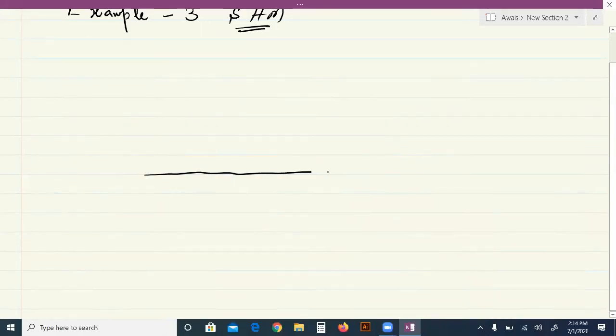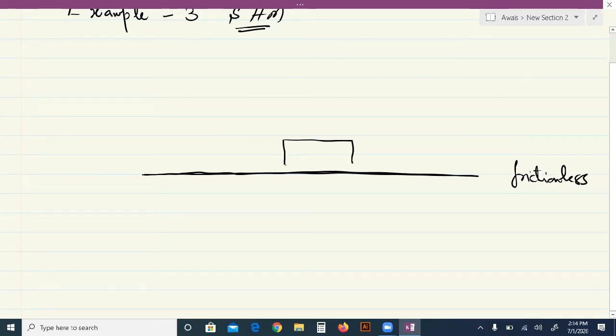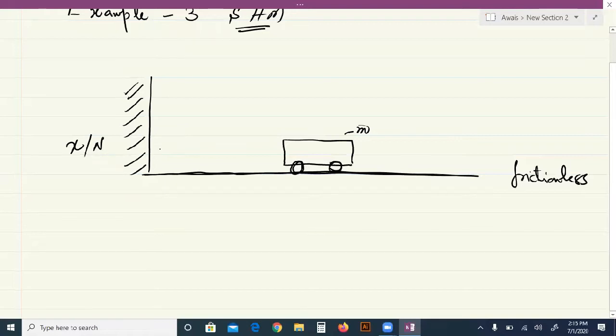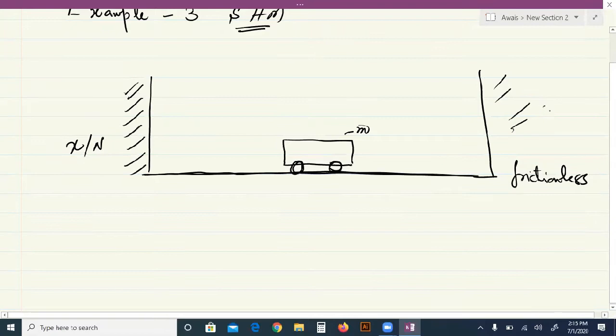Suppose this is the horizontal surface. It is frictionless. A trolley of mass m is placed on the surface. So here is a wooden block of weight x Newton, meaning the heavy one, and here is another wooden block of the same weight x Newton, suppose.